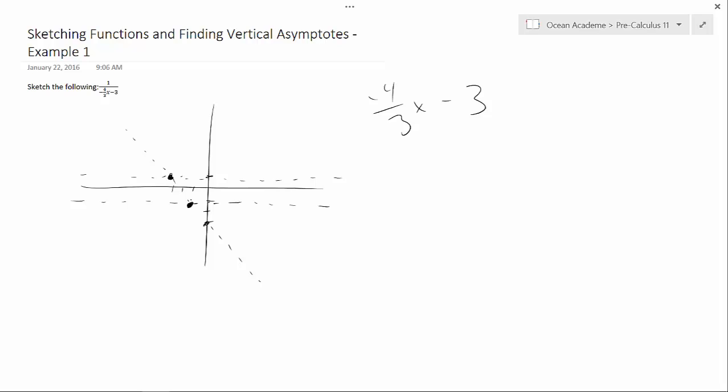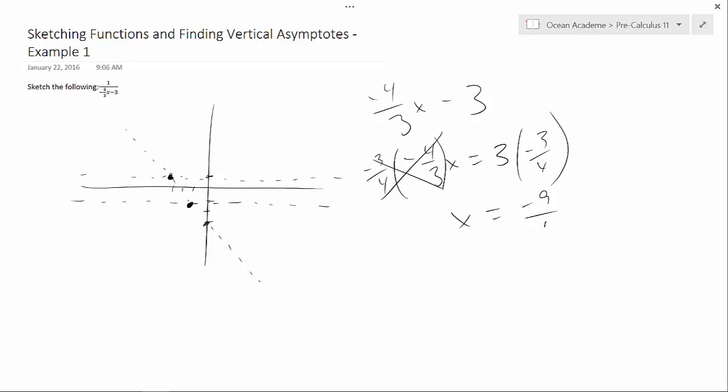Now we need to establish the asymptote, the vertical asymptote. So we take our denominator and we solve for x. So this will be negative 4/3 x equals 3. Isolate your x, so we want to multiply by the reciprocal. That's negative 3/4. What we do to one side, we have to do to the other. This all cancels out. We're left with x equals negative 9/4.